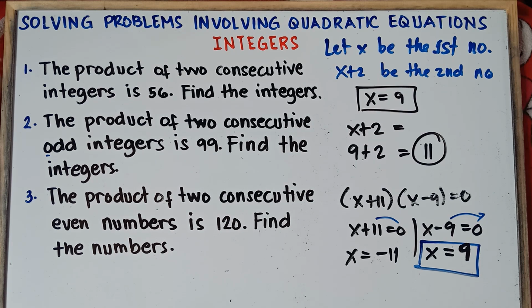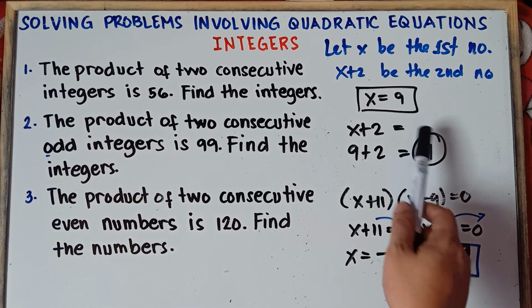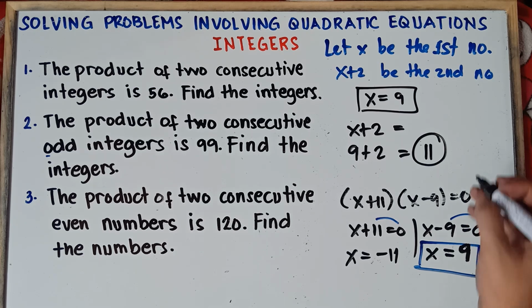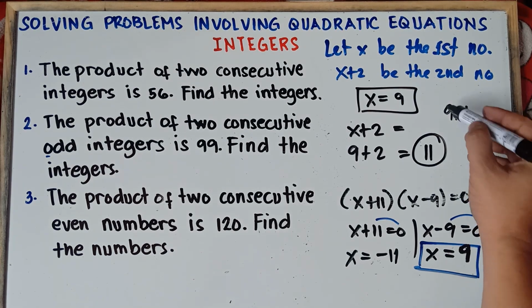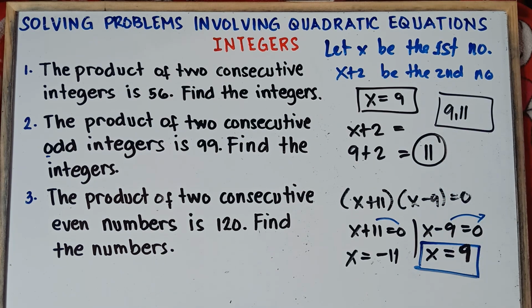Are these consecutive odd integers? Yup, 9 and 11 are consecutive odd integers. So it would be 9, then 11, then next will be 13. So these are consecutive odd integers. So therefore, class, our answer is correct. That would be 9 and 11.